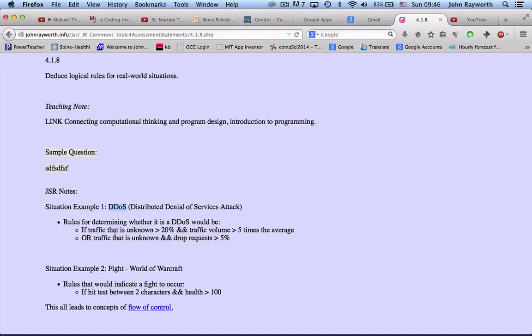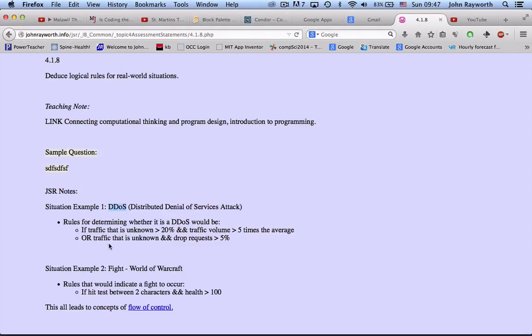First of all, if traffic that is unknown is greater than 20% of the traffic volume, and that traffic volume is 5 times the average, because that's what happens, right? You get a bunch of zombie computers that are trying to connect all at the same time to a server to take it down because it's too busy. And so there you go. If there's a lot of unknown traffic and a lot more traffic than there usually is, both of those things probably indicate a denial of service attack.